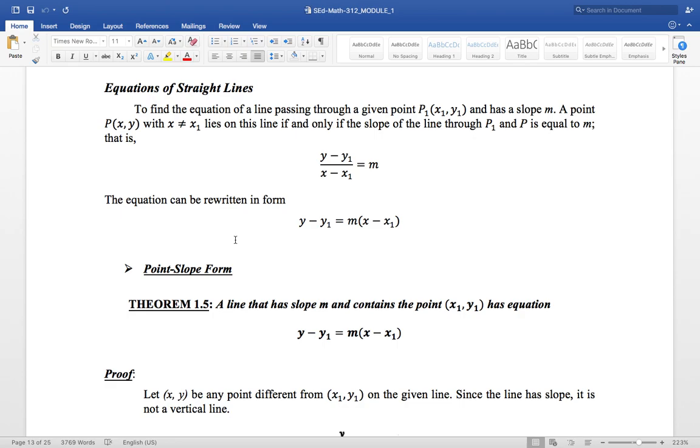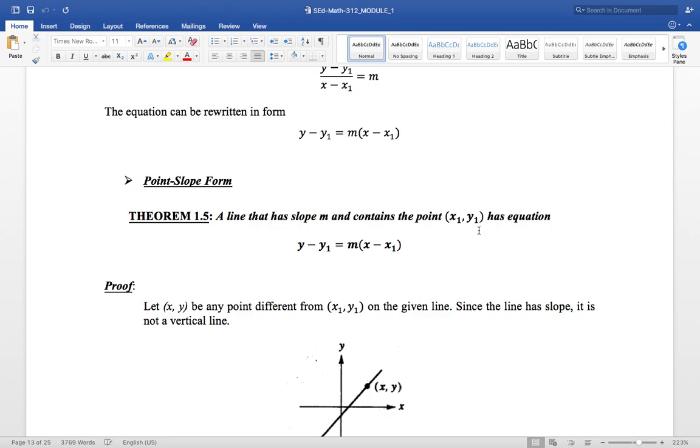Or we can say that y minus y sub 1 all over x minus x sub 1 is equal to m. We can rewrite this into this form: y minus y sub 1 is equal to m times the quantity x minus x sub 1 by cross multiplication. So you will arrive at this.